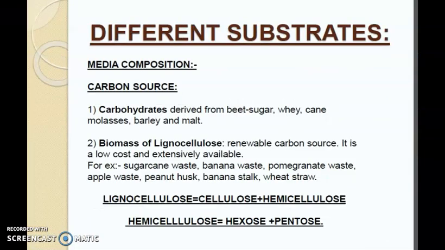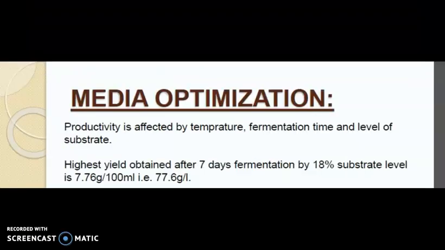Different substrates are used for lactic acid production. Carbon source: carbohydrates derived from wheat, sugar, whey, cane molasses, barley, and malt. Biomass of lignocellulose is a renewable carbon source. It is a low-cost and extensively available substrate. For example, sugarcane waste, banana waste, pomegranate waste, apple, peanut husk, banana stalk, and wheat straw.